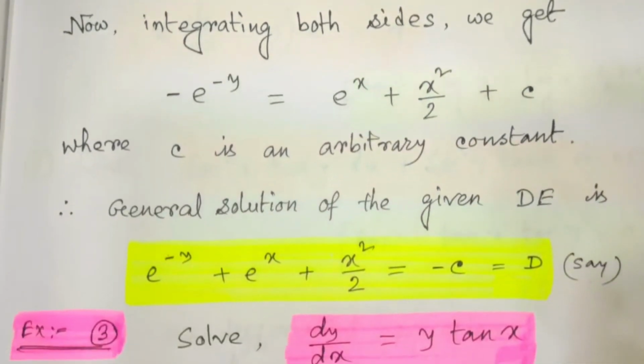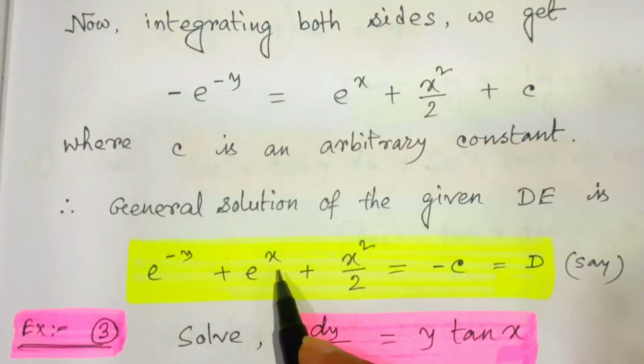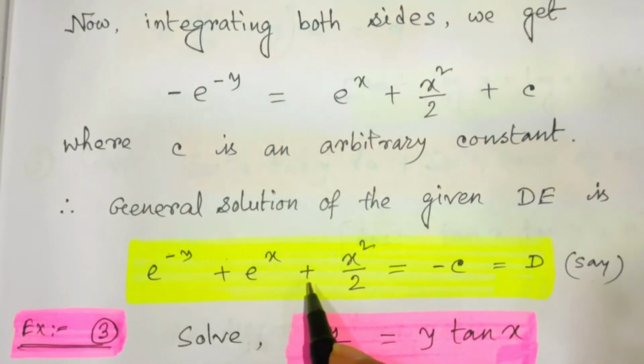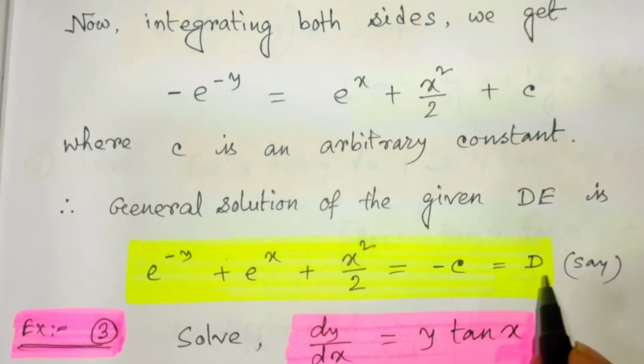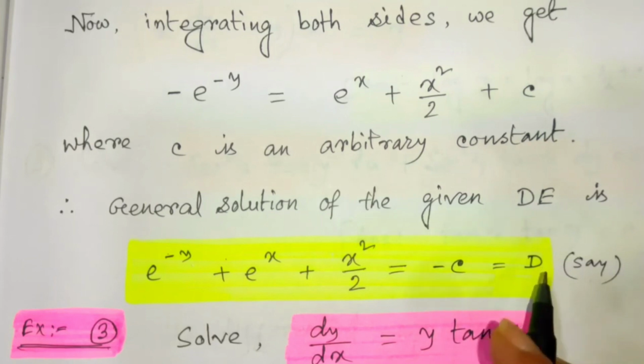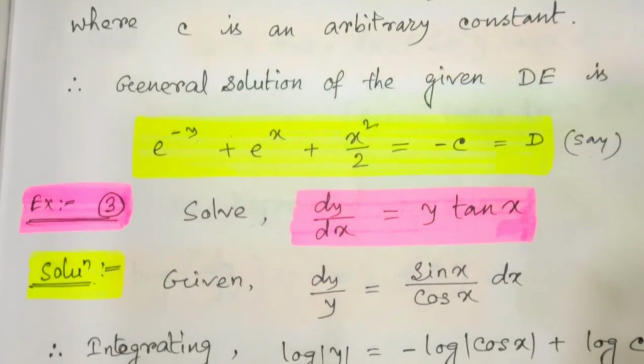Hence, if we simplify, we find e to the power minus y plus e to the power x plus x square by 2 is equal to minus c, which we may replace by d, another variable, and this one is our desired general solution of the given differential equation. So it is very simple. Let us do one more example to establish our method.